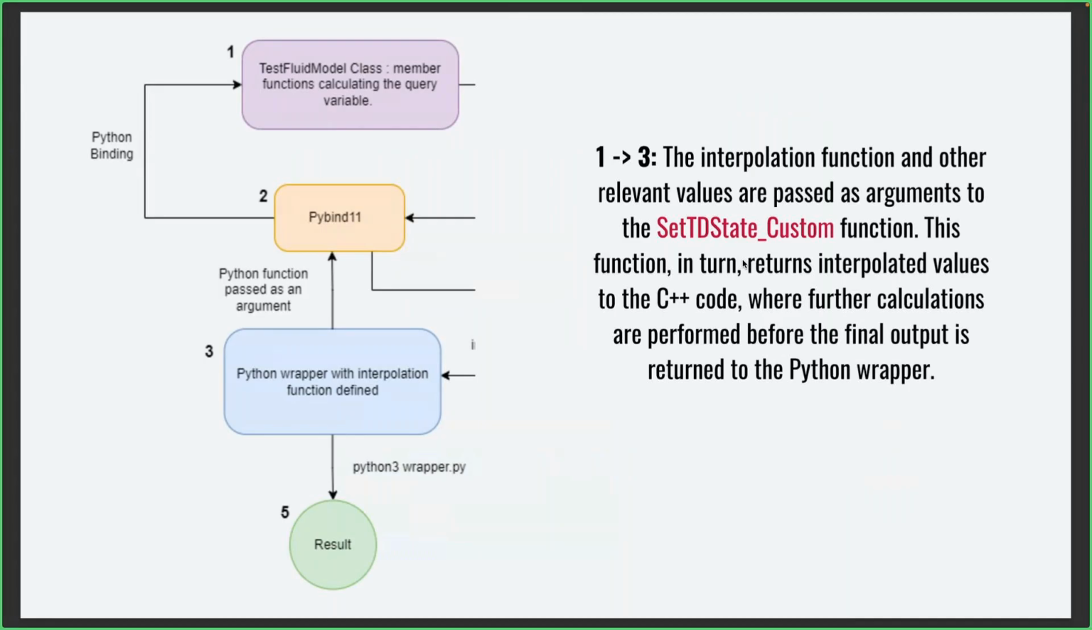The interpolation function and other relevant values like density or any other data variable will be passed as arguments in the Python wrapper file to the C++ class via Pybind11. There, the other calculations will be done and a value will be returned to the Python wrapper file. In this way, the user can easily perform the function without thinking about what is behind it. He or she will just run that Python file and get the result.